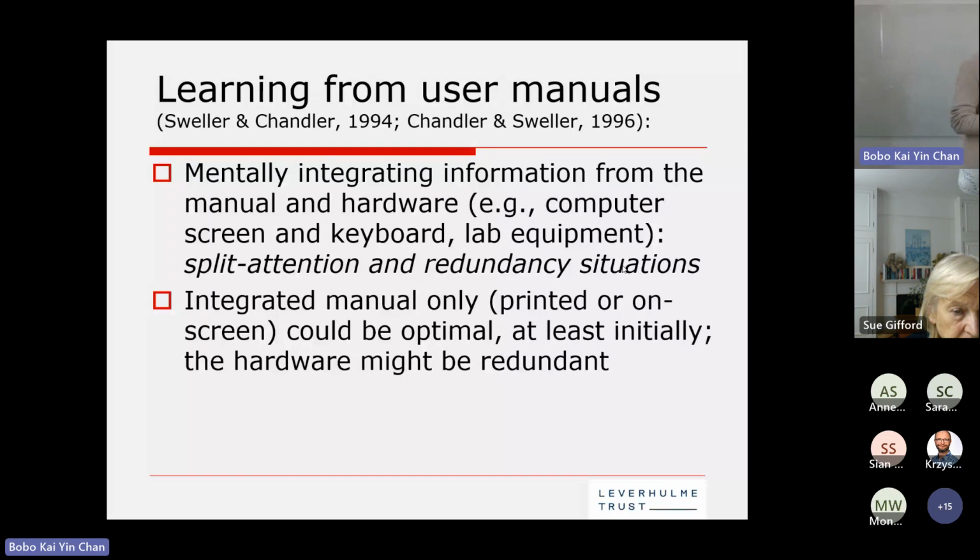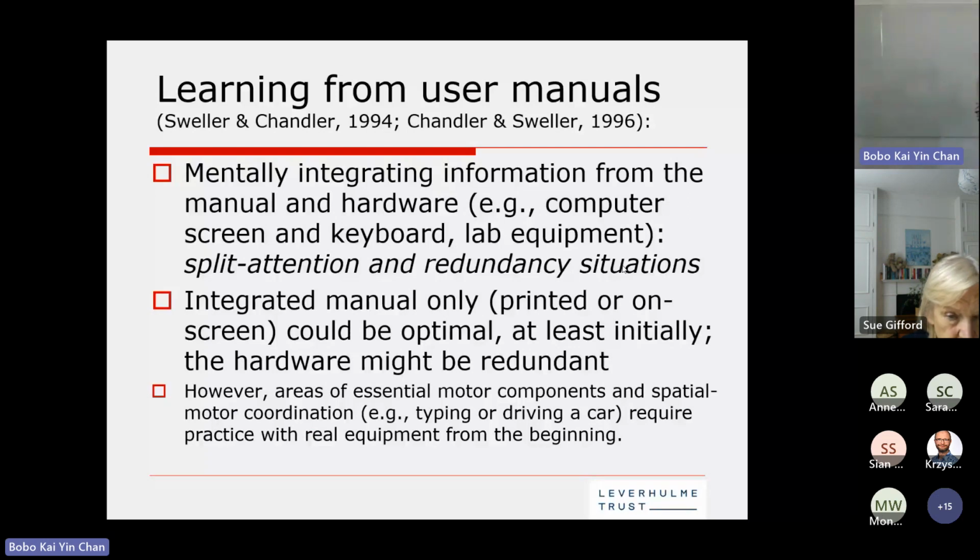So what was suggested here in some studies, that kind of integrated manual, only could be in printed form or on screen, but integrated meaning that split attention is eliminated by embedding some textual explanation into the pictures, could be sufficient, at least initially. The hardware could be redundant, for example. So what it says, in a way, counterintuitively, that in many situations, but not in all situations, not like those where the actual equipment is essential, like learning to type or something like that. But in many situations, the learning will be more efficient when you, at least initially, read that manual with an explanation embedded into the pictures to reduce split attention, and not attending to actual equipment.